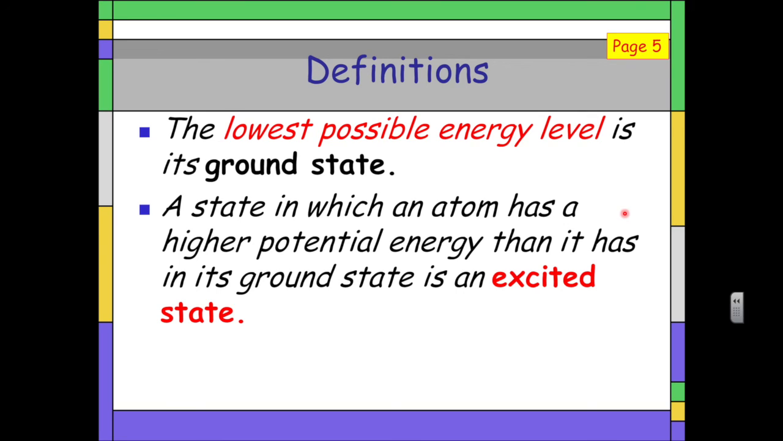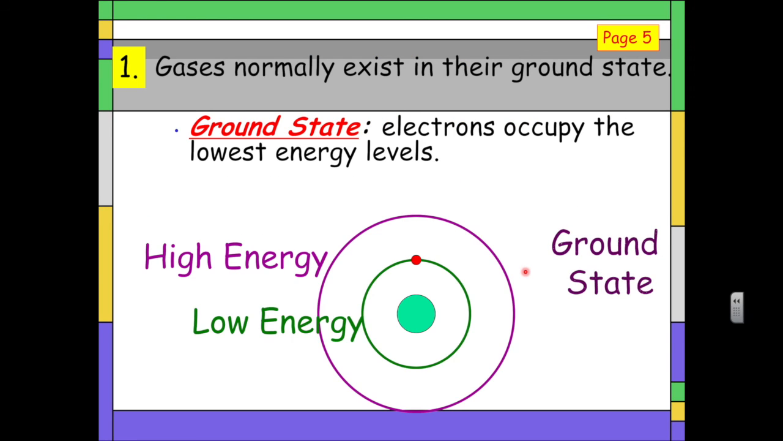On page 5 of your notes, the lowest possible energy level is its ground state. And then the state in which an atom has a higher potential energy than it has in its ground state is called an excited state. So we have the ground state and we have the excited state. This is the lowest energy level possible, and anything higher than the ground state is called the excited state.